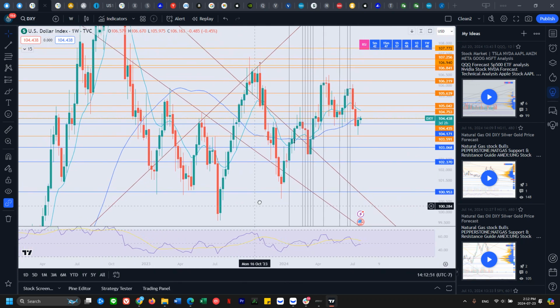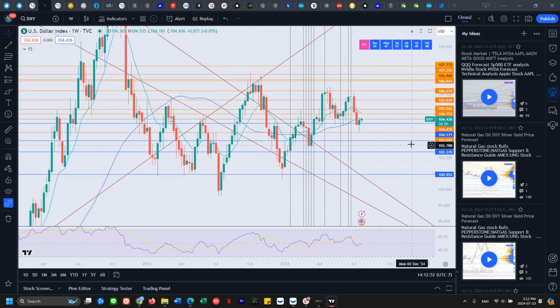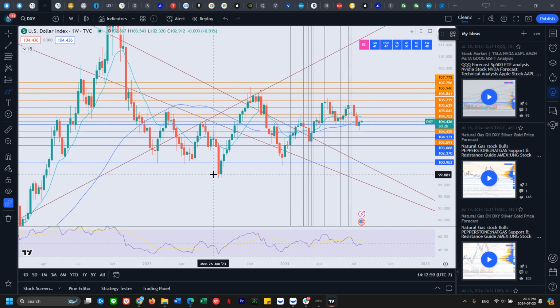All right, let's take a look at US dollar. US dollar similar, still just doing its equilibrium. Go to the weekly chart. Go up, big go down, big go up, big go down.